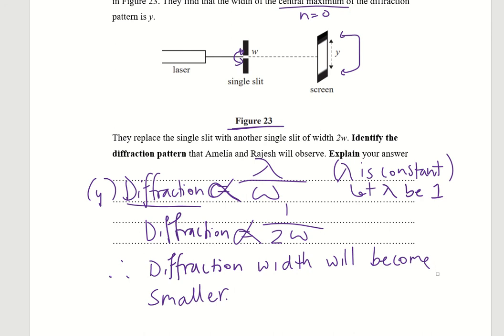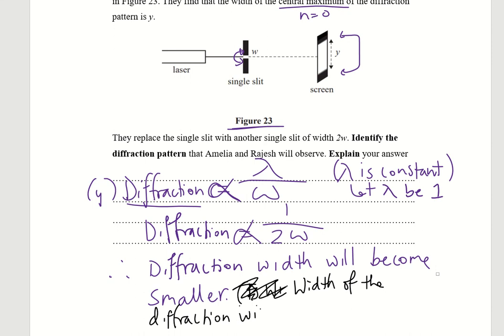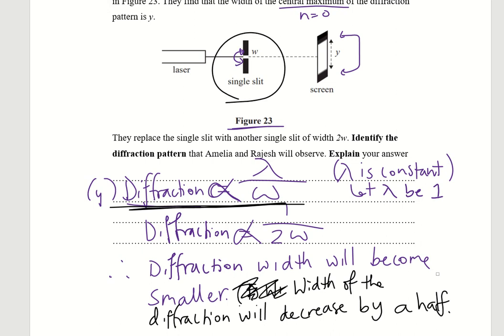Another way of saying it, the width of the diffraction pattern will decrease by a half. And the reason why that's the case is because we know that the width of the diffraction pattern is inversely proportional to the width of the slit. Okay? That's how you explain the question there.